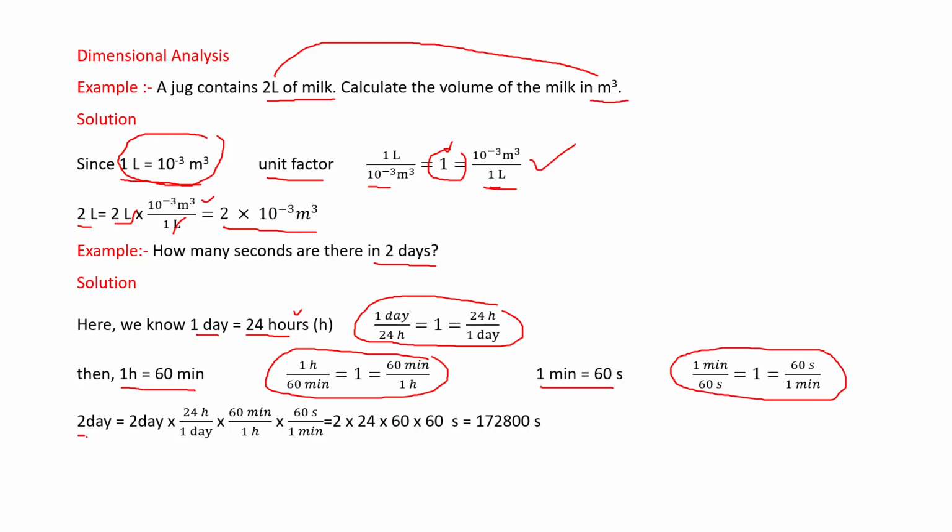Then 2 days is equal to, now we have the three relations 1, 2 and 3. Now which unit factor will we use? For 2 days we have to cancel day, so from this we use this one, 24 hour divided by 1 day. Now we have to cancel the hour, so we will use this one. This hour is cancelled by this hour, this day is cancelled by this day. Now we have to cancel the minute, so we will use this unit factor. This minute is cancelled by this, and then if you multiply it will come in seconds. Is it clear, students?